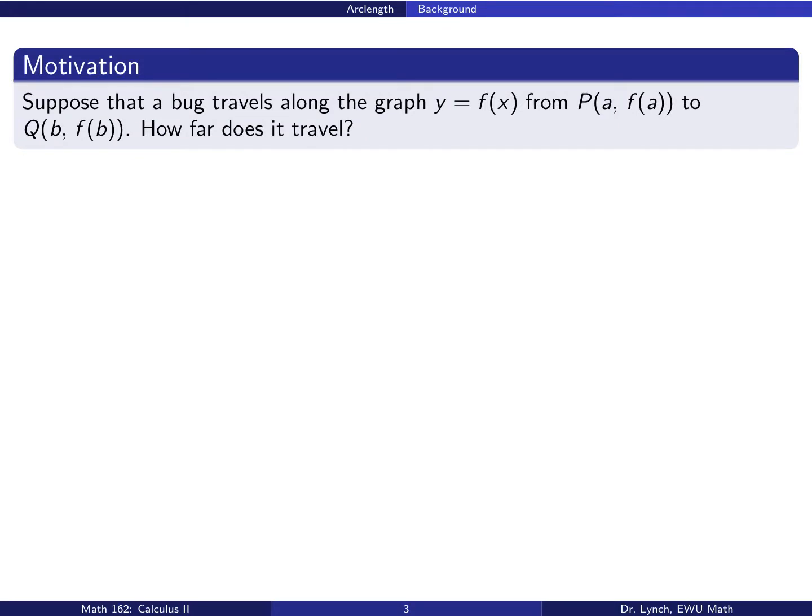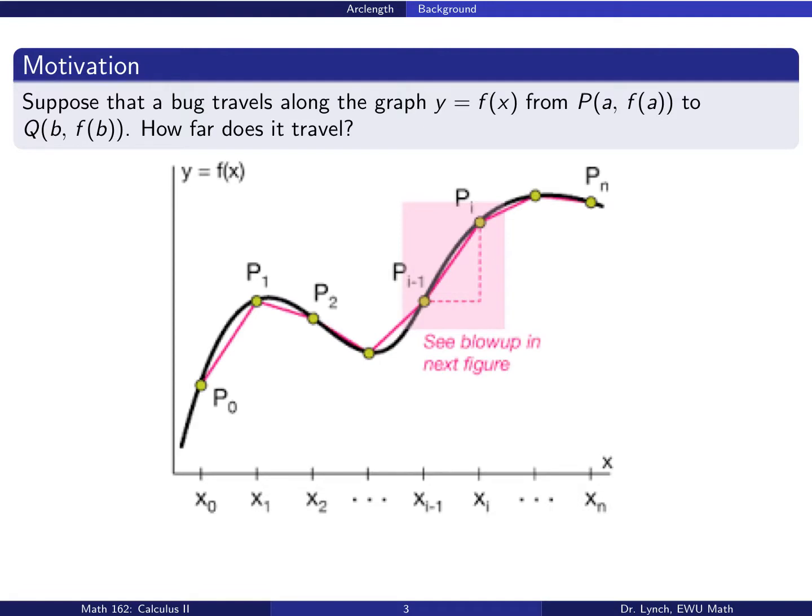Suppose that a bug is walking along the graph of y equals f of x from some point defined by the x value a to some point defined by the x value b. We'd like to know how far it travels. So here's the idea. Here's the curve, and we're thinking of this curve going from A to B.